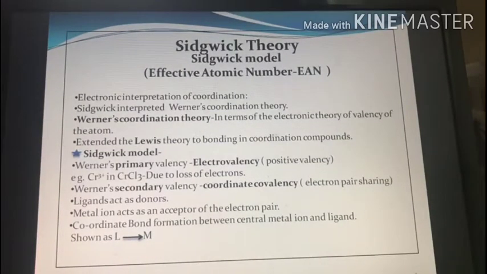He suggested that ligands act as electron donors and metal ion acts as an electron pair acceptor. So thus, in this type of valency, a formation of coordinate bond takes place between the central metal ion and ligand, which is shown by an arrow from the ligand to metal.